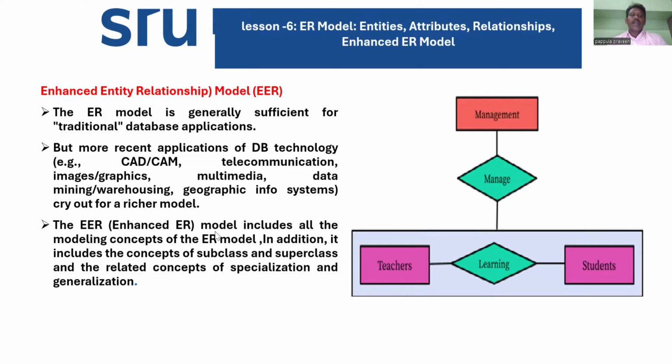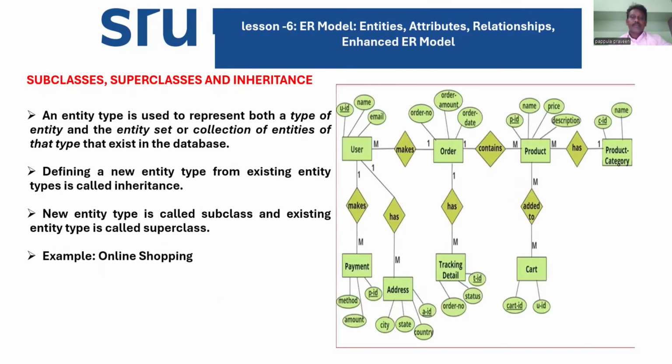The enhanced entity relation model includes all the modeling concepts of the ER model. In addition, it includes the concepts of subclass and superclass and the related concepts of specialization and generalization. So first we learn the entity relation model, and next the enhanced entity relation model. Now coming to subclass, superclass, and inheritance. I think everyone knows the class. A class is a collection of members and member functions.